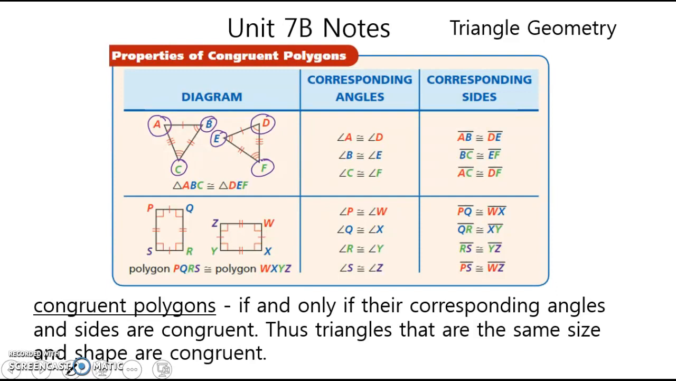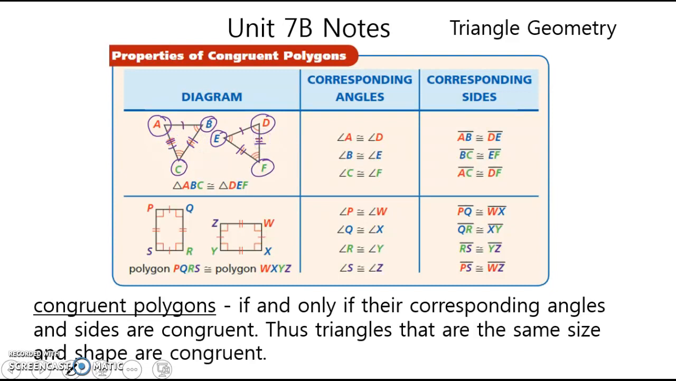Again, look at the type of arc. Do you have a single arc? Do you have a double arc? Do you have a triple arc? And that will tell you what equals what. The same thing with the markings on the sides. One mark means they go together, 2 marks means they go together, and 3 marks means they go together.